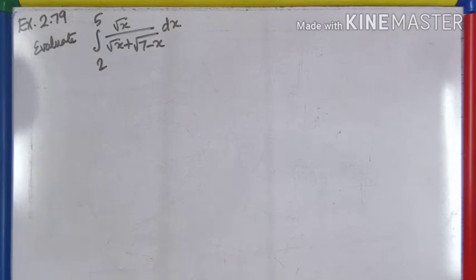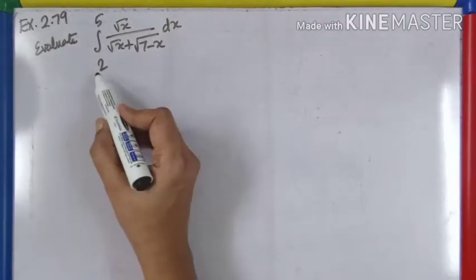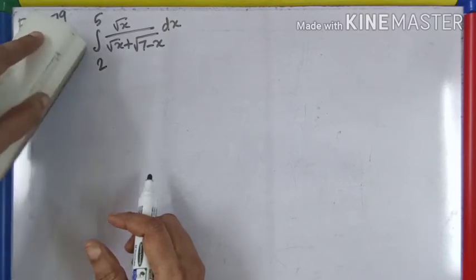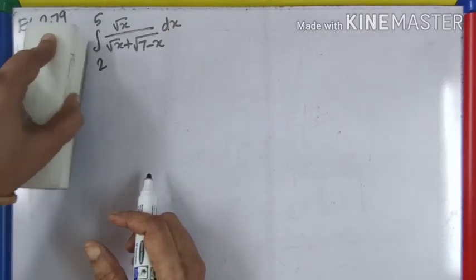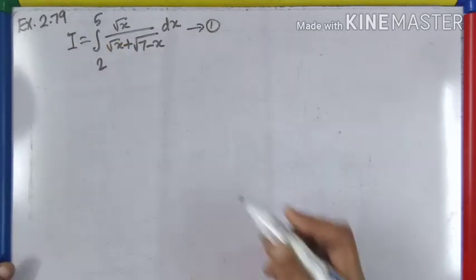Example 2.79. We are going to use this property where integral a to b f of x dx can be written as integral a to b f of a plus b minus x dx. In this question, a is 2 and b is 5. So call the given question as I, and mark it as number 1.